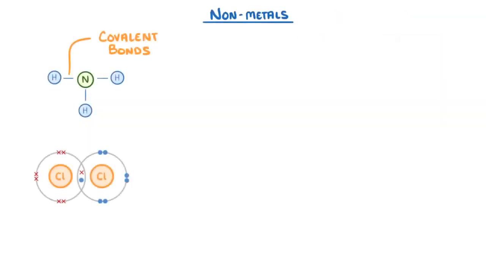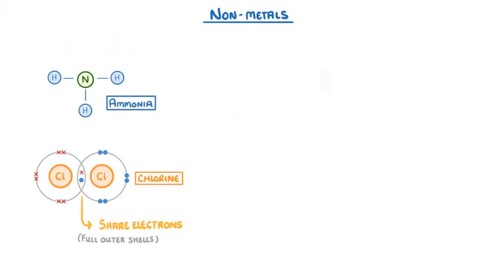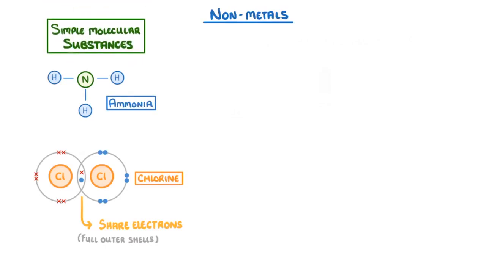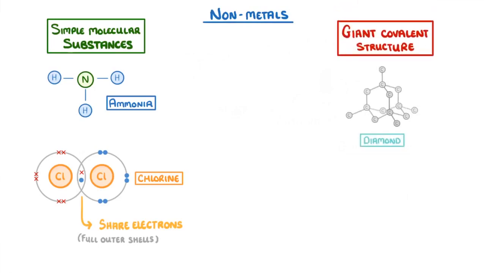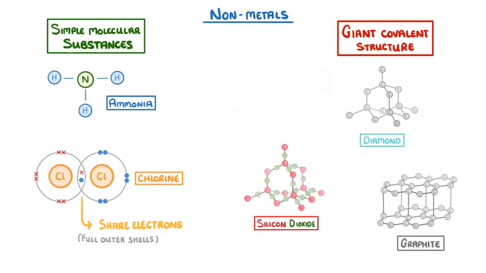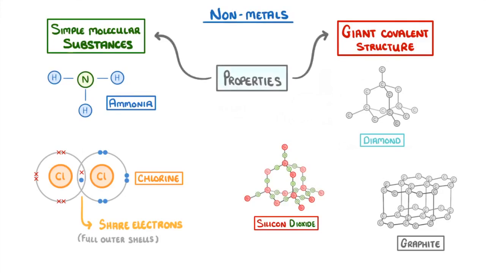Nonmetals bond by covalent bonds, in which they share electrons so that all of the atoms have full outer shells. Sometimes this results in small molecules, such as chlorine or ammonia, and we call these simple molecular substances. In other cases though, nonmetals bond covalently to form giant covalent structures, like diamond, graphite, or silicon dioxide. And in today's video, we're going to look at the respective properties of each of these, and then finish up by taking a closer look at the structure of silicon dioxide.